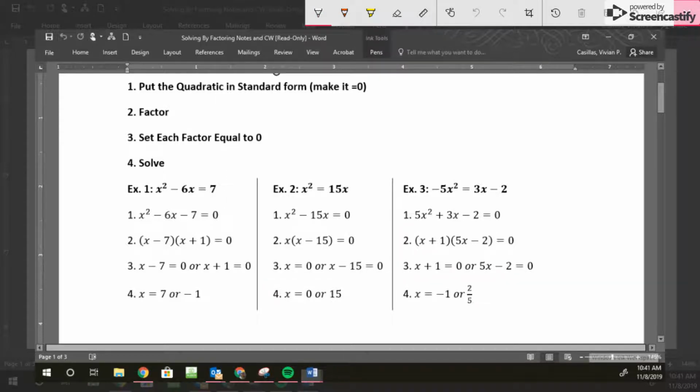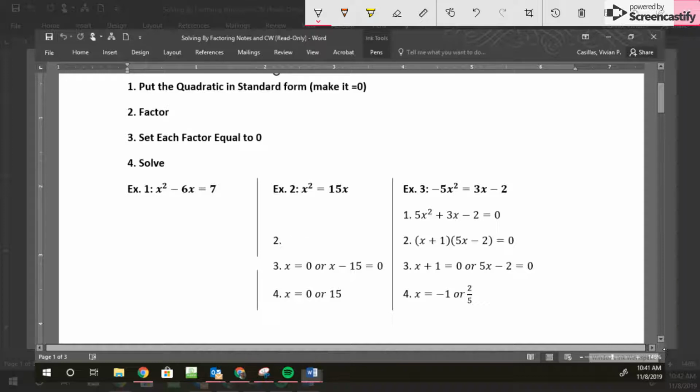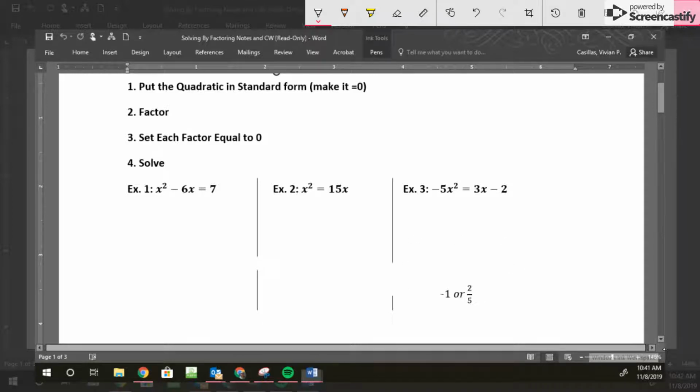The second step would be to factor, whether you take out a GCF, or you use the magic X, or it's a bottoms up. However, I want you to factor it. Once you've factored it and broken it up into the factors, you set it equal to 0, and you solve each factor by setting each one equal to 0.